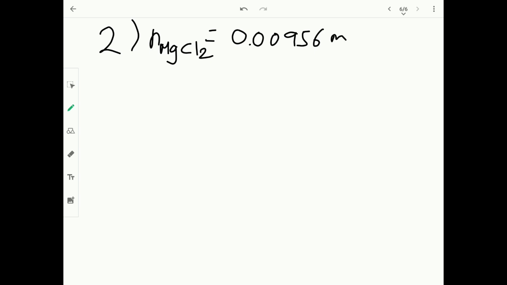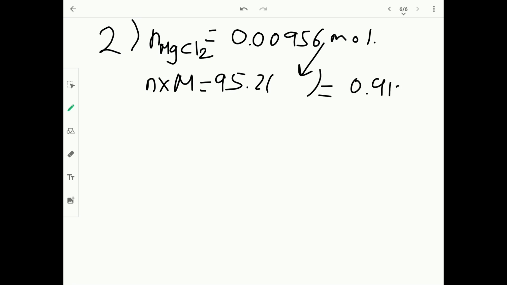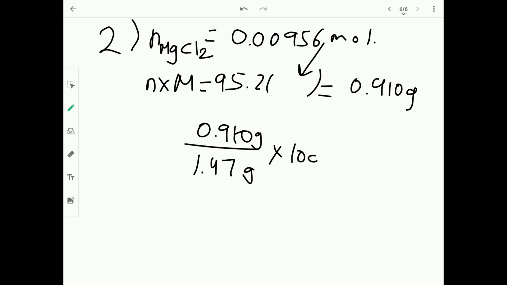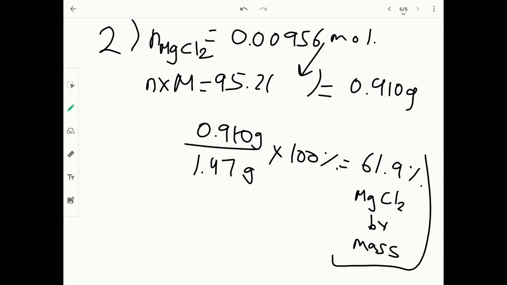We have n of MgCl2, it's 0.00956 moles. We can easily get the mass, it's number of moles times molar mass, which is 95.2, times this, which gives us 0.910 grams of MgCl2. Percentage is obviously 0.910 over the mass of the whole thing, which is 1.47 grams, the sample. You do times 100% and you should get 61.9% MgCl2 by mass. So the mass of MgCl2 is 61.9% of the mass of the complete sample.